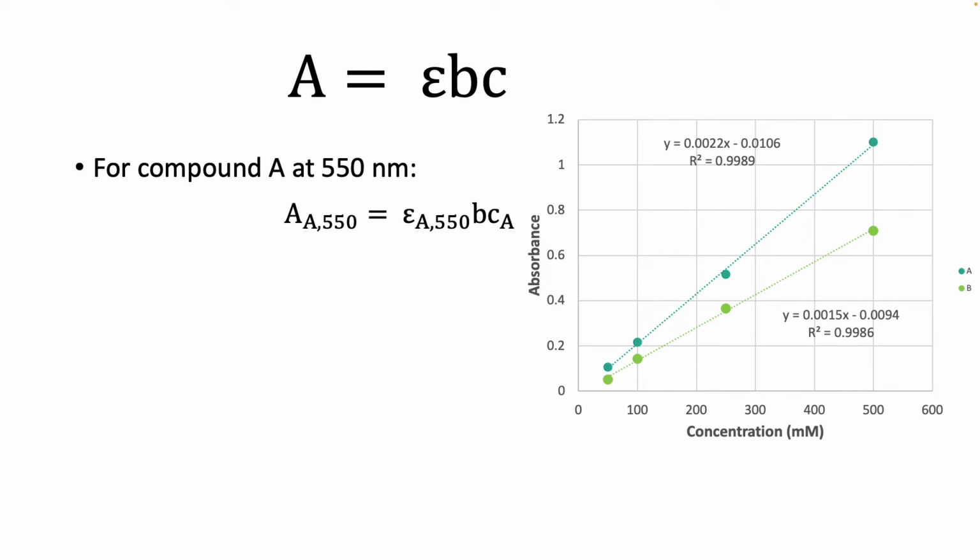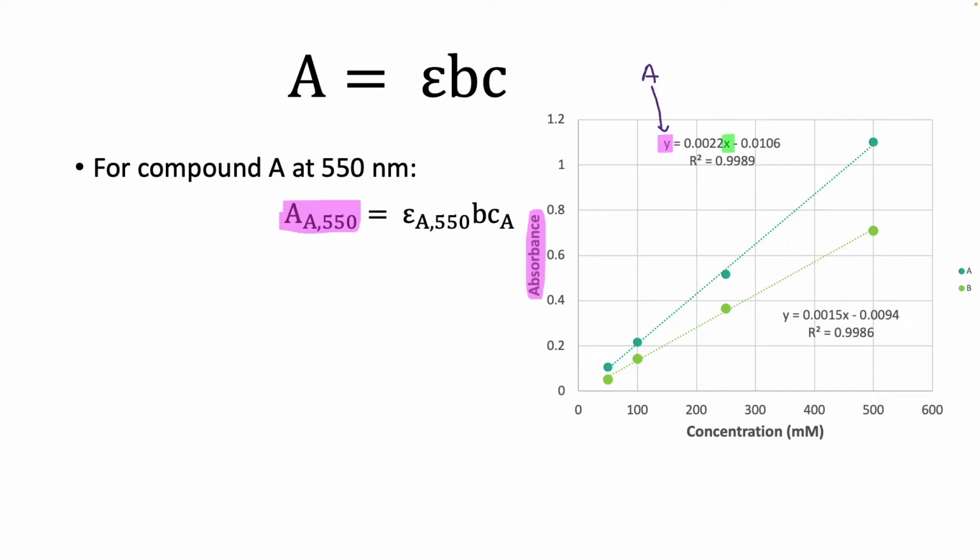Now, if you look at this graph, we have an equation for our calibration curve for compound A, and you'll see it in the format y equals mx plus b, which is the way Excel always spits it out. So let's think about what that means. Y is, what is that? Well, look at the y-axis. Y is the absorbance, right? So that's our absorbance.